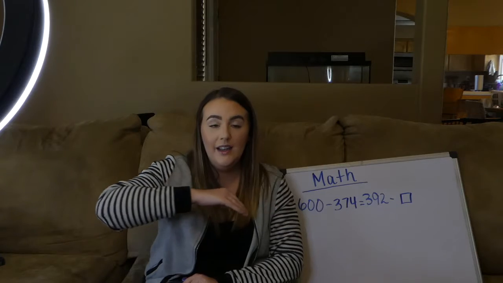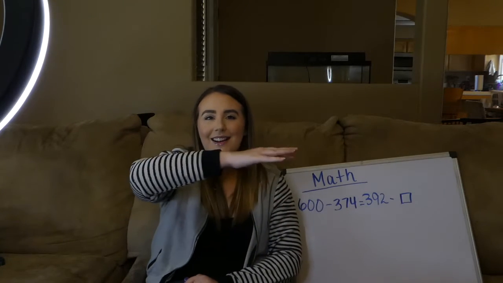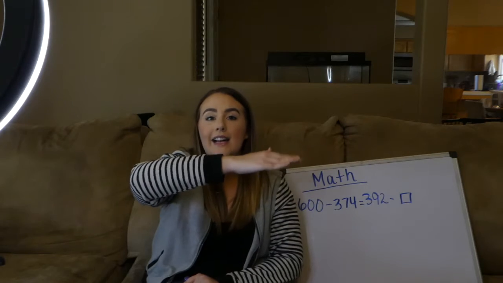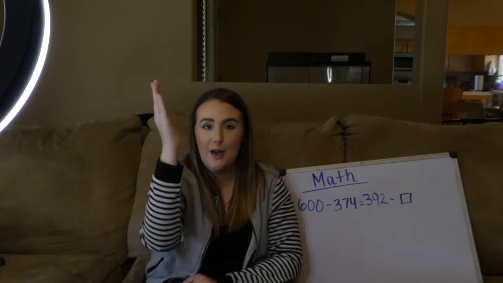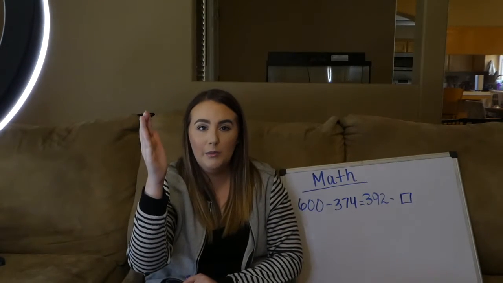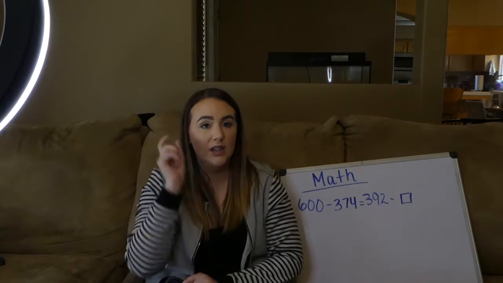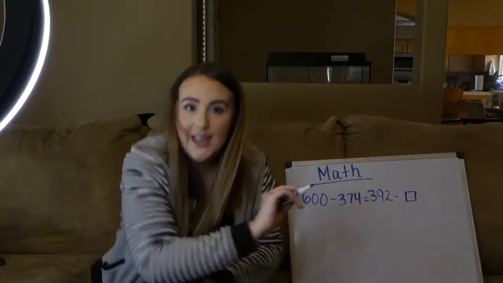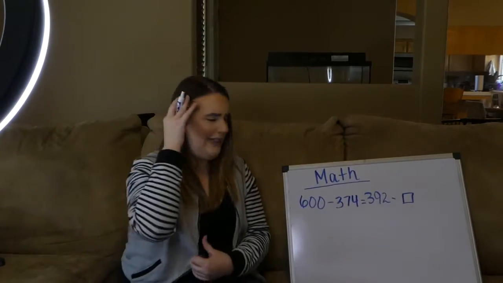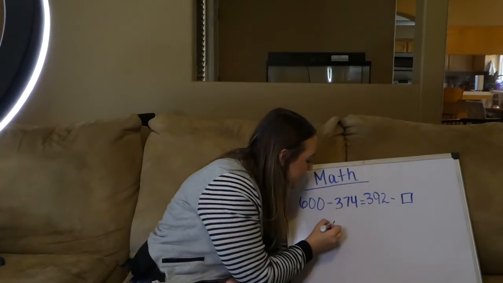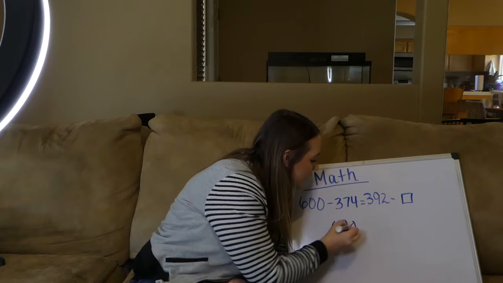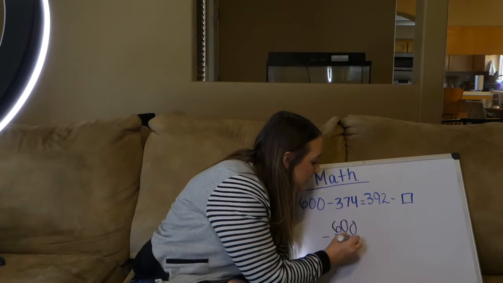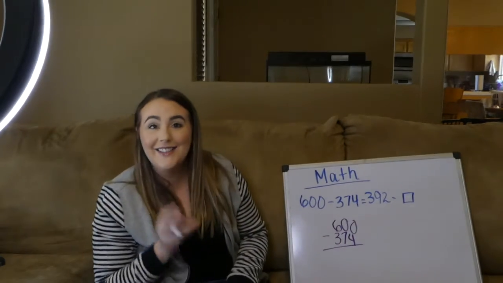To make this easier, I am not going to do it horizontally, like a horizon. Instead, I'm going to do it vertically, which is up and down. Remember, we always put the biggest number on top. Don't judge my handwriting. I'm going to do 600 minus 374.